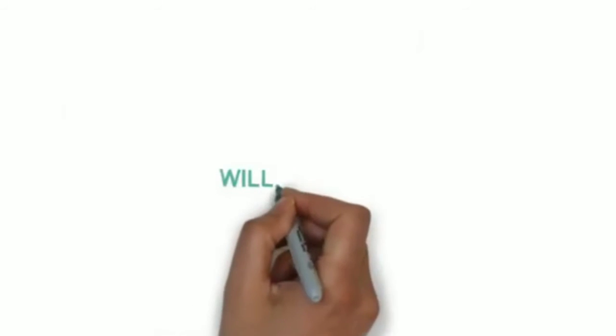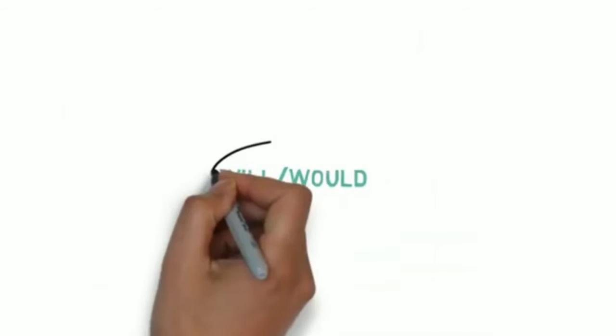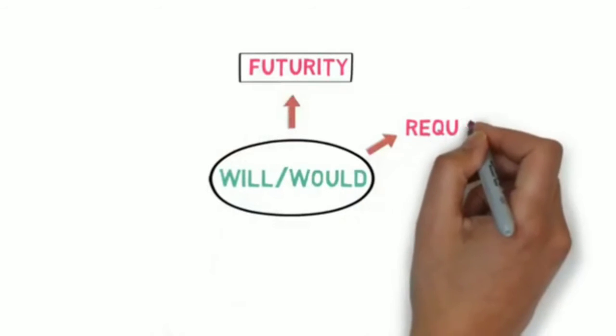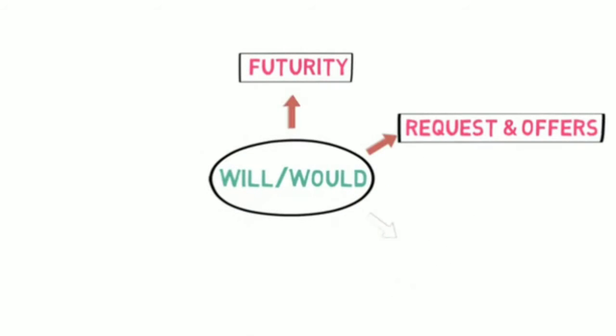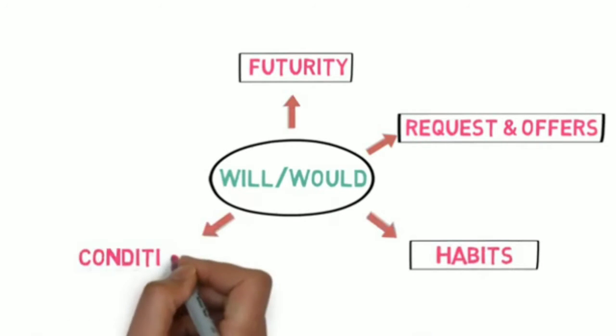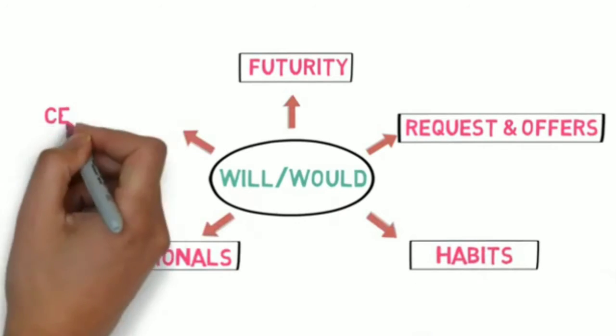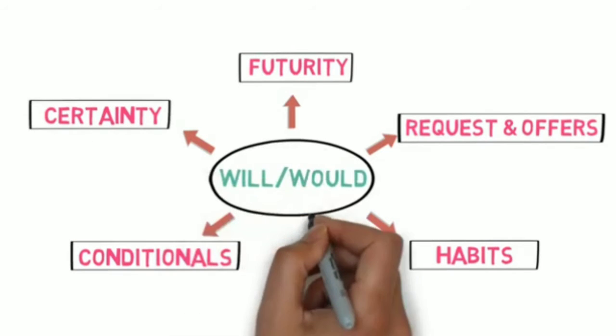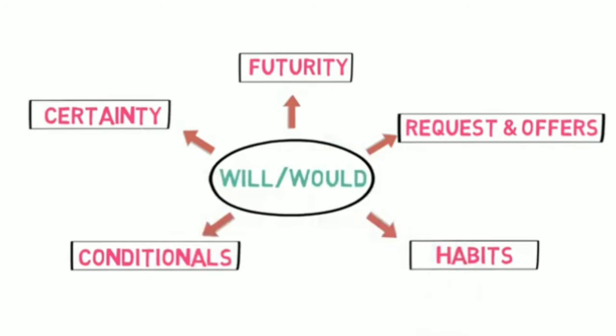The modal verbs will or would are mainly used in 5 different ways. Number 1. Futurity. Number 2. Request and offers. Number 3. Habits. Number 4. Conditionals. And number 5. Certainty. Now, you might be wondering if both the modal verbs are used in these 5 ways, then which one to choose? To clarify it, let's understand each of them one after the other.